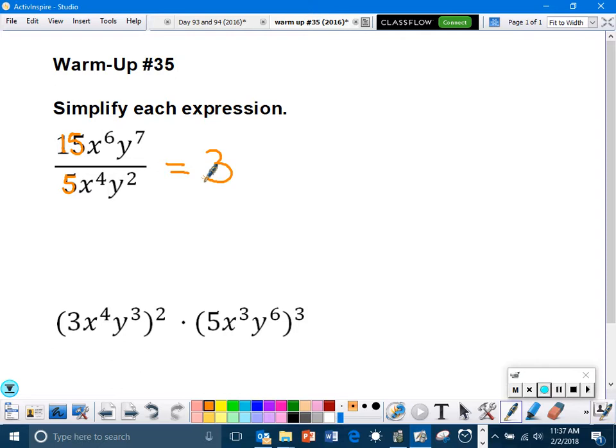Continuing. Now we have the exponent of 6, and it goes with the exponent of 4 because the bases are both the same. And remember, the rule here is to subtract. So that is x squared. 6 minus 4 is 2. Same thing with the y. The exponent of 7 goes with the exponent of 2 because the bases are the same. Subtract: y to the 5th.